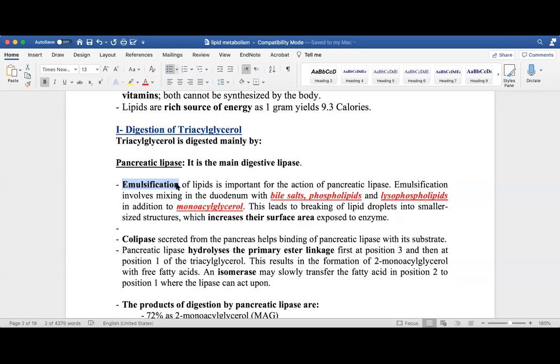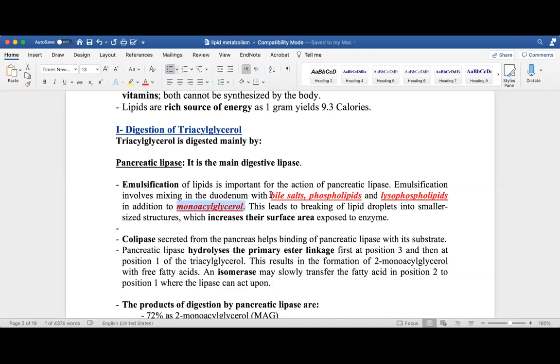So in the intestine, the body does the same. The body solubilizes lipids and makes them soluble in water by mixing lipids with bile salts, phospholipids, lysophospholipids, and monoacylglycerol. These are also products of digestion. Bile is secreted from the liver. Without bile acids or bile salts, lipids cannot be digested. In order for the lipid to be digested, you need emulsification. What is emulsification? To make lipids soluble in water.